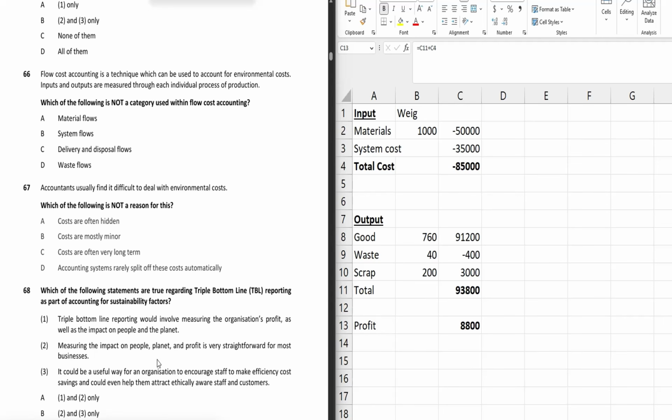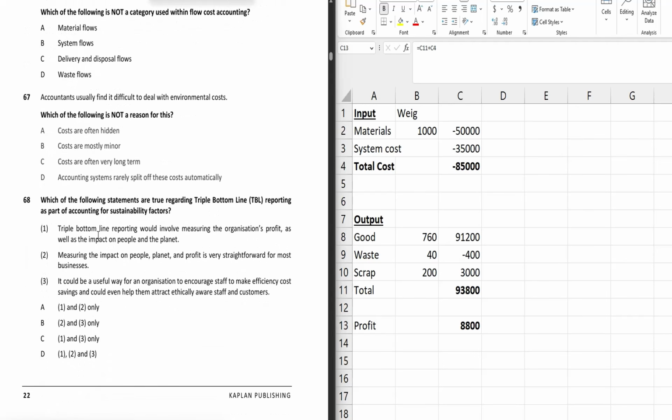As in the first option, they mention the costs are often hidden. Obviously, some of the environmental costs get hidden in overhead. So according to traditional accounting systems, they usually don't have a separate category for environmental related cost. They may simply include them within general overhead or production overhead or maintenance cost. Therefore, an accountant may not immediately know the actual environmental cost incurred. So that's why it could be one of the reasons they find it difficult to handle the environmental cost. But B is not the reason.